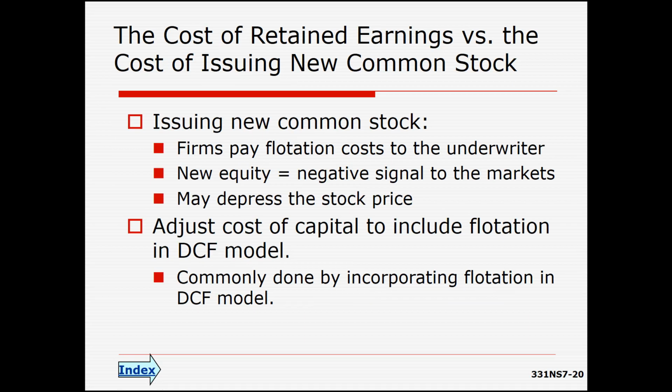The cost of issuing new common stock is greater than the cost of retained earnings. Issuing securities involves flotation cost, the cost of underwriting, legal fees, etc. When an established firm with common stock outstanding issues new equity, it's a negative signal to the market. The intuition is that it's the firm's last resort.